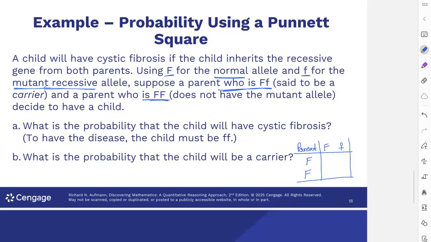And so when we create this table, this cell would represent capital F, capital F. This cell would be capital F and lowercase f. This cell would be capital F, capital F. And this cell would be capital F, lowercase f.